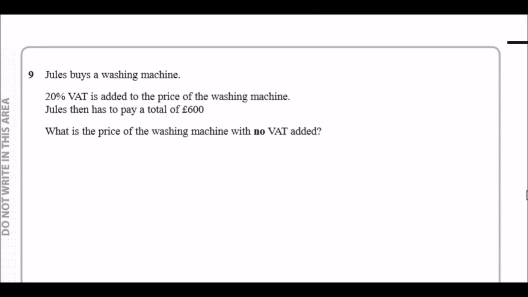Number 9. So Jules buys a washing machine. 20% VAT is added to the price of the washing machine. Jules then has to pay a total of £600. What is the price of the washing machine with no VAT added? So in other words, this is like a compound percentage problem. The way I use this, I use something known as the present or original value. That is, you can say that the original value times some multiplier must give you a new value. This is a very popular formula.